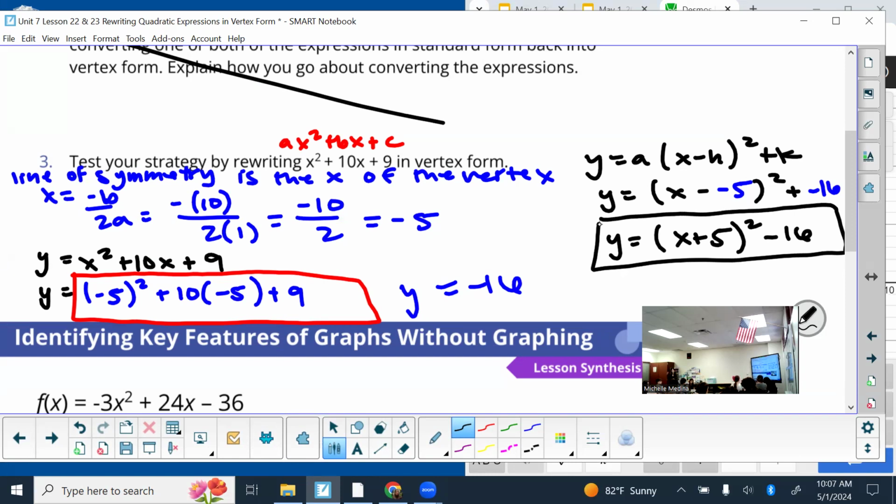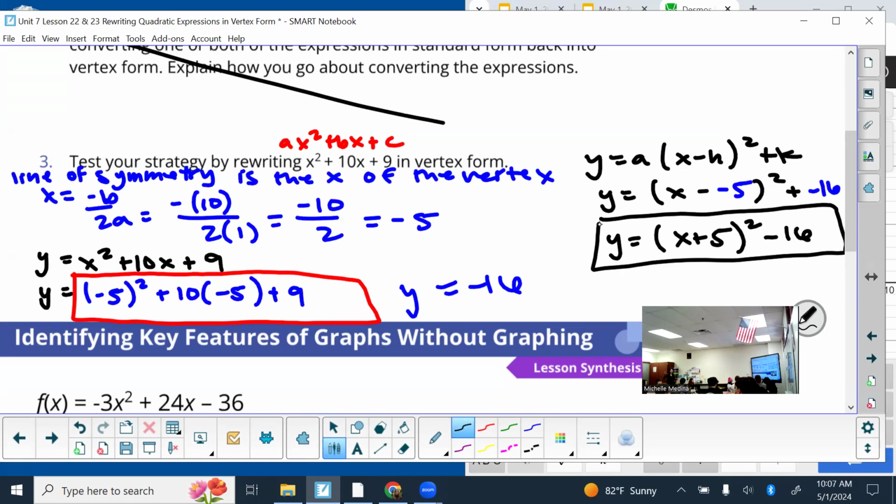Find your line of symmetry, since that's the x of your vertex. Plug it in your x, and solve for your y. To me, that's way easier than the other way. Questions, comments, concerns? We're in our last home stretch. You might even have time to do your practice, but good so far.